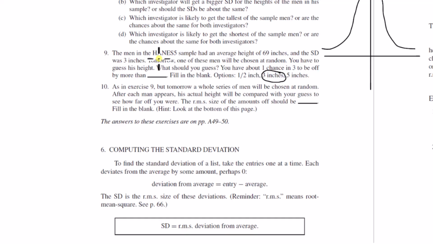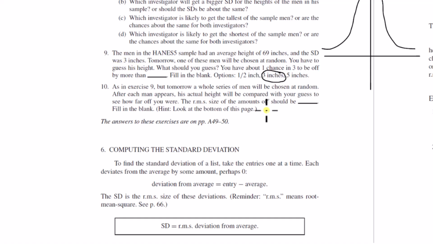They're saying in this Haynes 5 study, they sampled 3,000 men. They had a list of the heights. The average of those lists was 69 inches, and the standard deviation was 3 inches. And now we're going to choose a man from that same list. You see the difference? If now we're choosing a whole series of men at random from that list, and his actual height is measured and compared with your guess to see how far off you were, you take the RMS of those amounts off. That should be the standard deviation. If you kept going and eventually chose all 3,000 men, the RMS of the amounts off is literally going to be the exact same standard deviation.